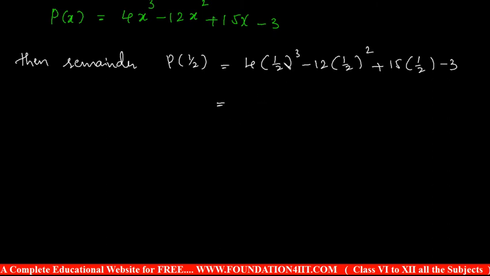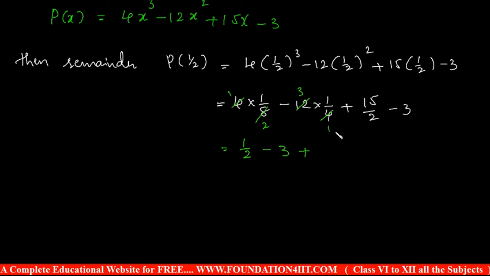Just it is 1 by 2 cube. So 1 by 8 minus 12 into 1 by 2 whole square is 1 by 4. This is 15 by 2 minus 3. Cancel the terms possible here. 4 ones are 2s are. Again 4 ones, 4 3s are. So I got 1 by 2 minus 3 plus 15 by 2 and minus 3.